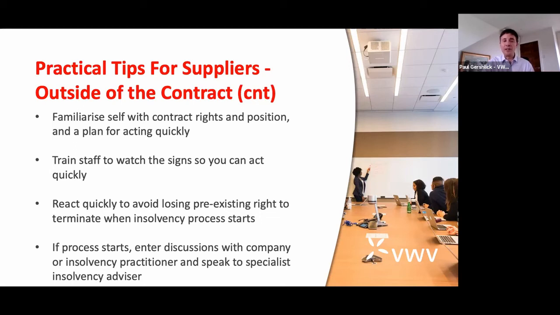And throughout, speak with a specialist insolvency advisor, such as Ambuja, because 2 reasons. 1, do not lose your rights in the important period leading up to an insolvency process. And 2, once the insolvency process has started, make sure that you are then familiar with what you can and can't do at that stage.